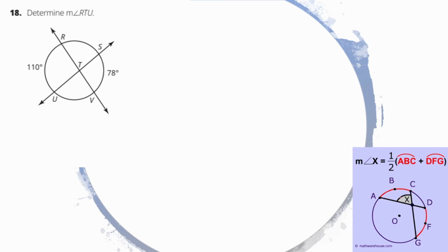It says the measure of x, which is this inside angle, which for our case is RTU. That's the angle we're looking for right here, RTU, is equal to 1/2 of the two arcs added together. So let's do that, but let's rewrite it for our case. The measure of angle RTU is equal to 1/2 of arc RU, oops, that's a B, my bad, RU plus arc SV.